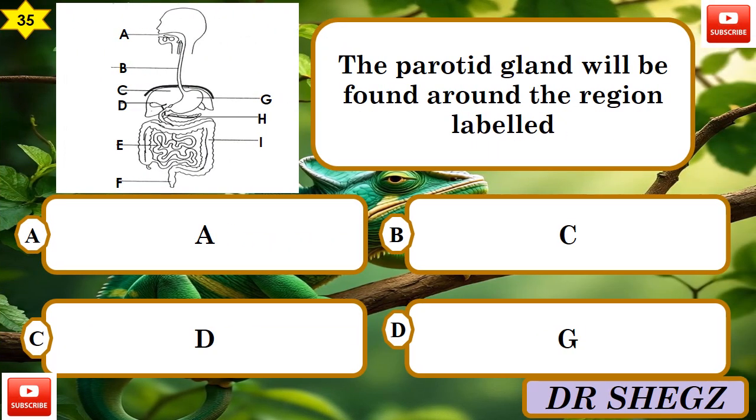Now this is the digestive system of man. The parotid gland will be found around the region labeled. Remember, the parotid gland is found here, along with the sublingual and submandibular glands. They are all part of the salivary glands, so it is found there.